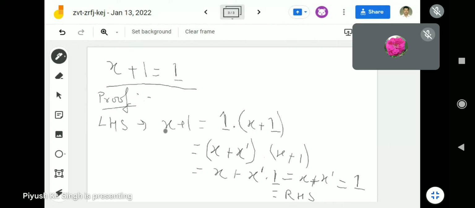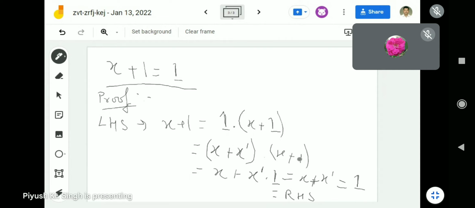Since we have x plus 1, x plus 1 can be written as 1 into x plus 1. Now since it is a basic postulate that 1 is the identity element over multiplication, 1 dot any Boolean variable will be the Boolean variable itself. Now this 1 can be replaced as x plus x bar. If x is any Boolean variable, then x bar is its complement. So if x is 1, x bar will be 0; if x is 0, x bar will be 1, and its sum will always be 1. So I am replacing 1 by x plus x bar.